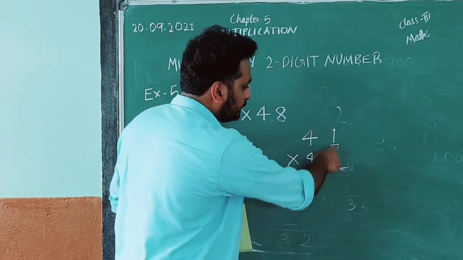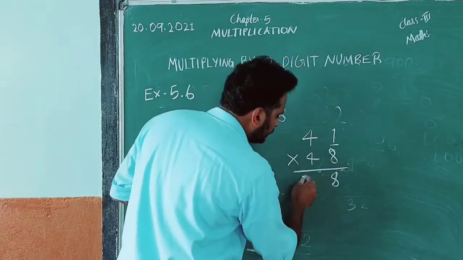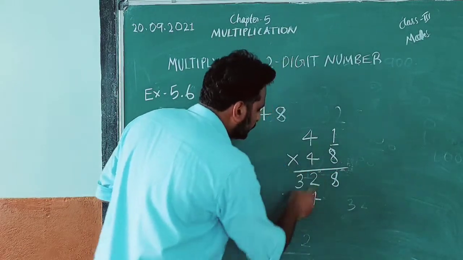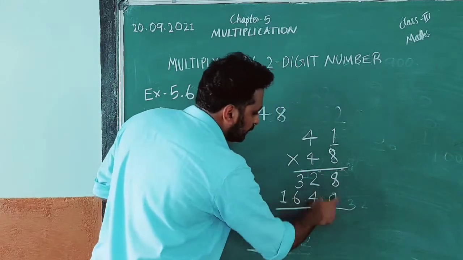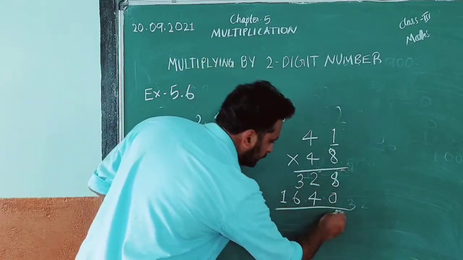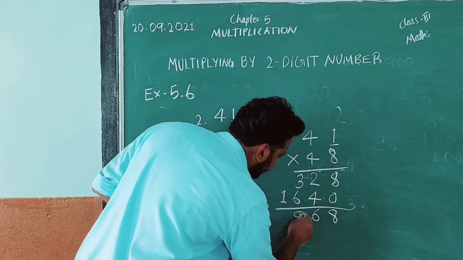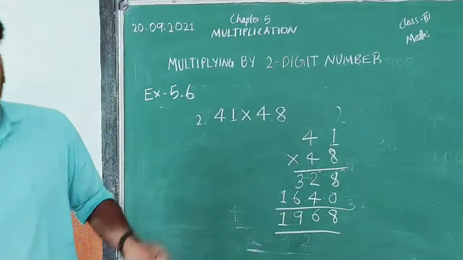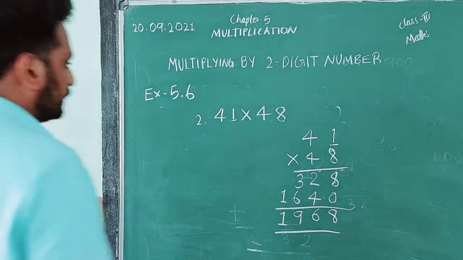One for the first, answer 8, then 10 for the 32, then 4 fours are 16. You can write 0 here. Then addition: 8 plus 0 is 8, 2 plus 4 is 6, 3 plus 6 is 9, then 1. 1968 is the product.